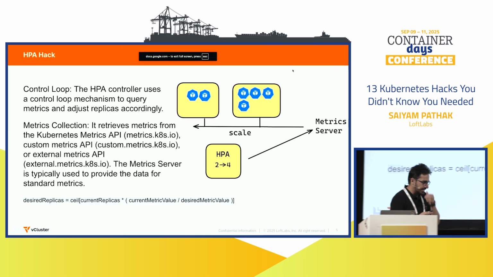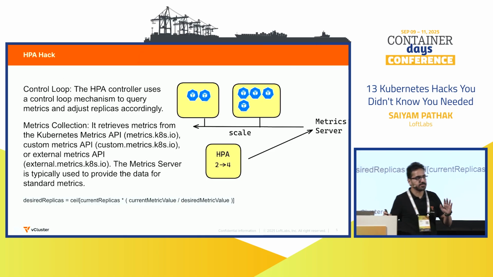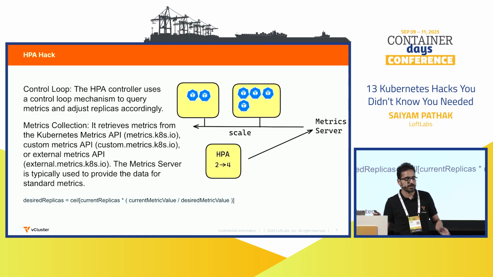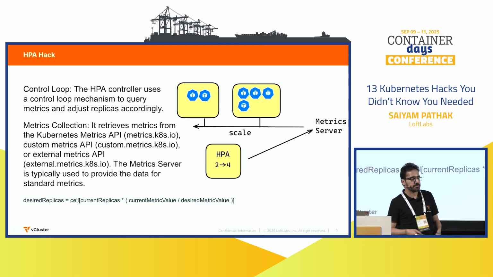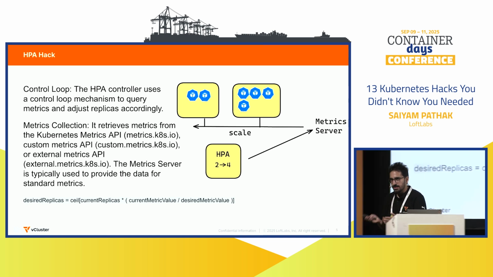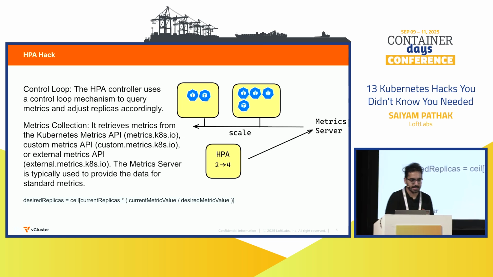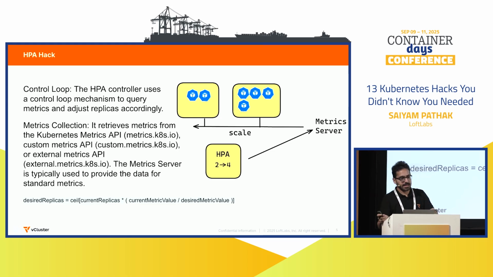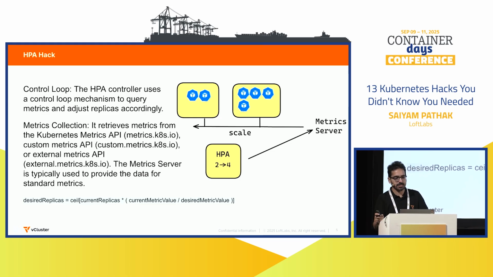And next is HPA. HPA is pretty simple. It's the horizontal pod autoscaler. Whenever there is load coming in, you define an HPA, and the HPA will scale. The three main components are the control loop, metrics collection, and then scaling, based on the minimum and the maximum that you define. The controller, through the control loop mechanism, adjusts the replicas accordingly and takes metrics from the Kubernetes metrics API server.